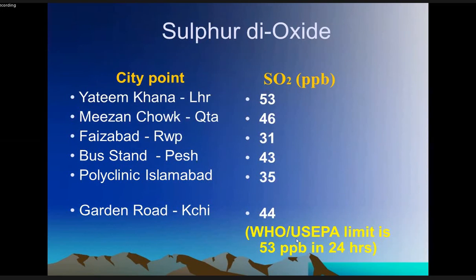This US EPA is the United States Environmental Protection Agency. And you see the limit of sulfur dioxide is 53, and our Lahore is at 53.